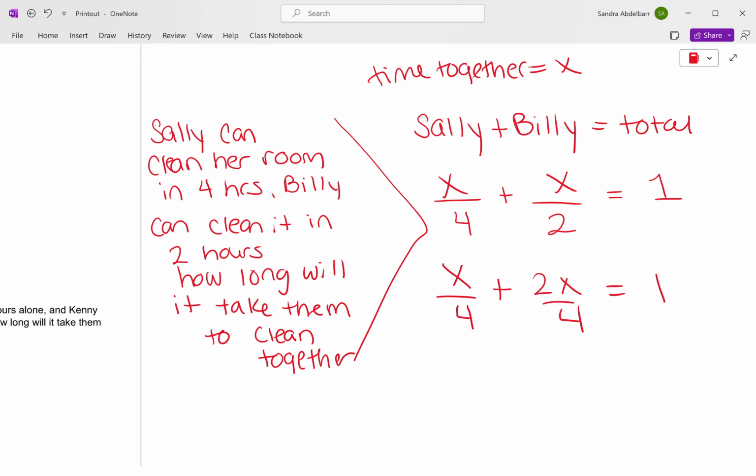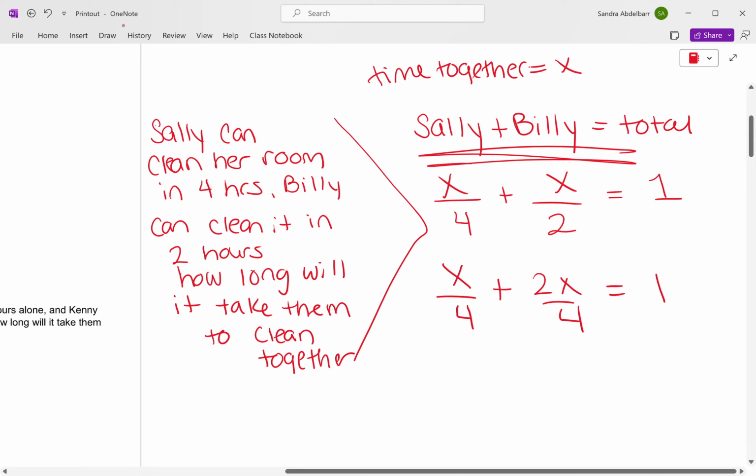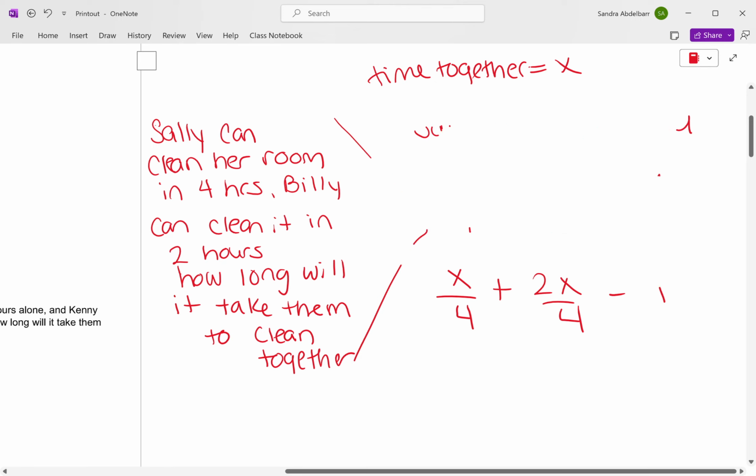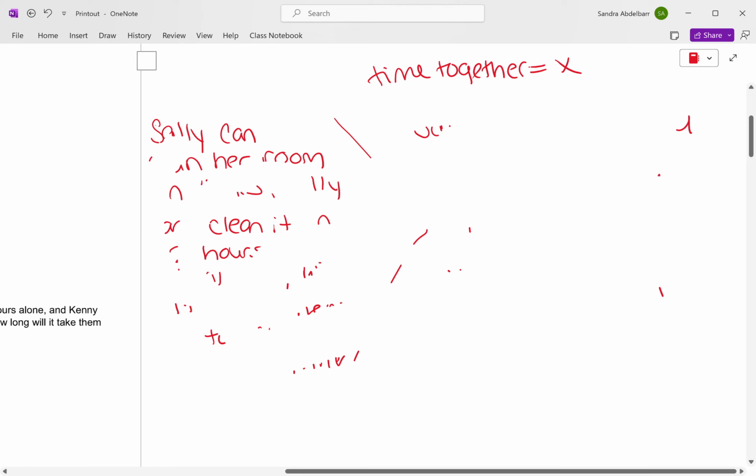If Billy cleans the room in 2 hours and Sally cleans it in 4 hours, Billy will be quicker. He'll clean this room so much quicker than Sally would. So he's going to be 2 times faster than Sally. So that's this whole idea of numerator over denominator. We're not going to do this problem. I just wanted to show you that whole idea of the time alone versus the time together.